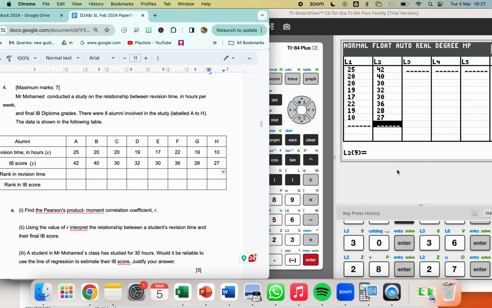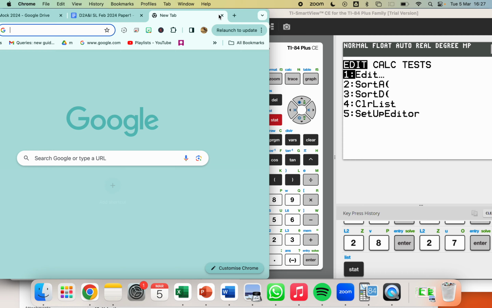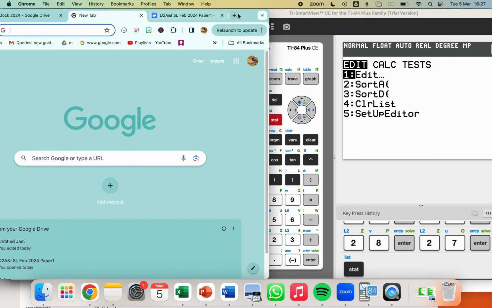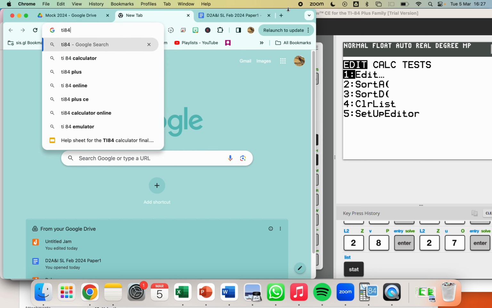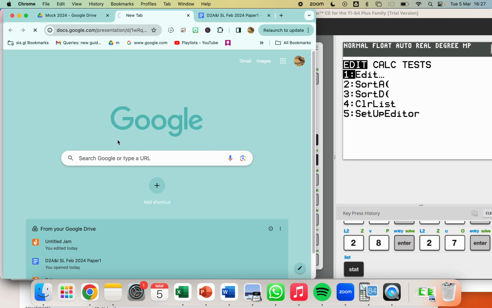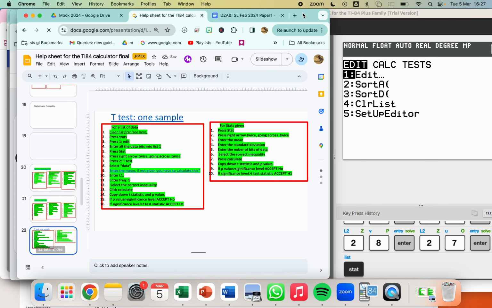2002067. Indeed, it is correct. How do we find Pearson's? Well, this is on the TI-84 help sheet. So remember, if you're revising, you need to make sure you've memorized the TI-84 help sheet steps. All of these steps will be required for both of your exams. So let's have a look.